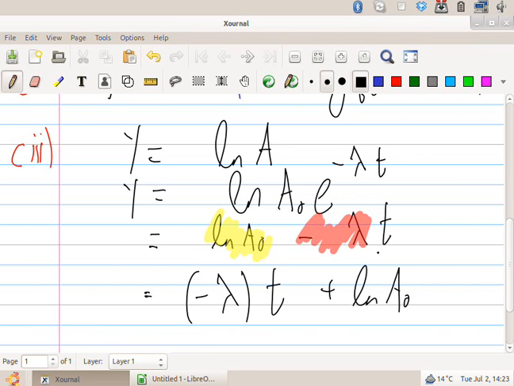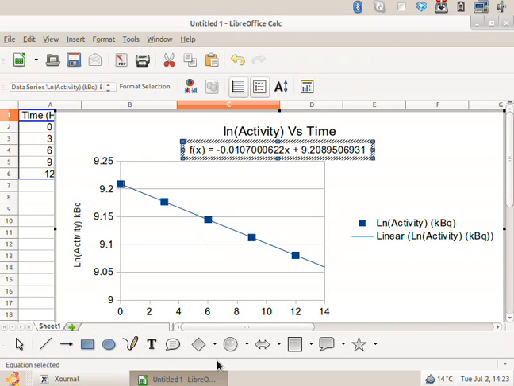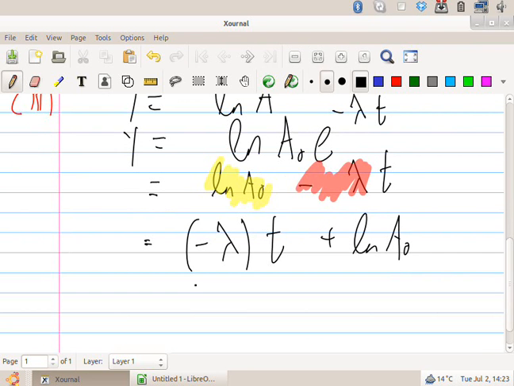Do you understand how the lambda, or the minus lambda, is the slope? Now what is the slope here? It's minus 0.0107. Can you see? Yeah.